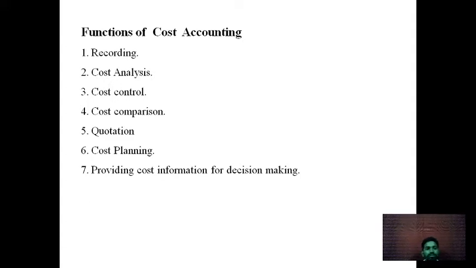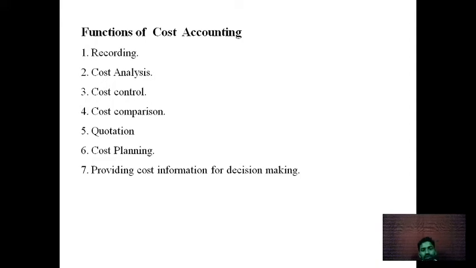Next is cost analysis. After recording the data in the cost books, they analyze that cost data. They classify the cost into direct cost, indirect cost, normal cost, or abnormal cost. So this is about cost analysis.